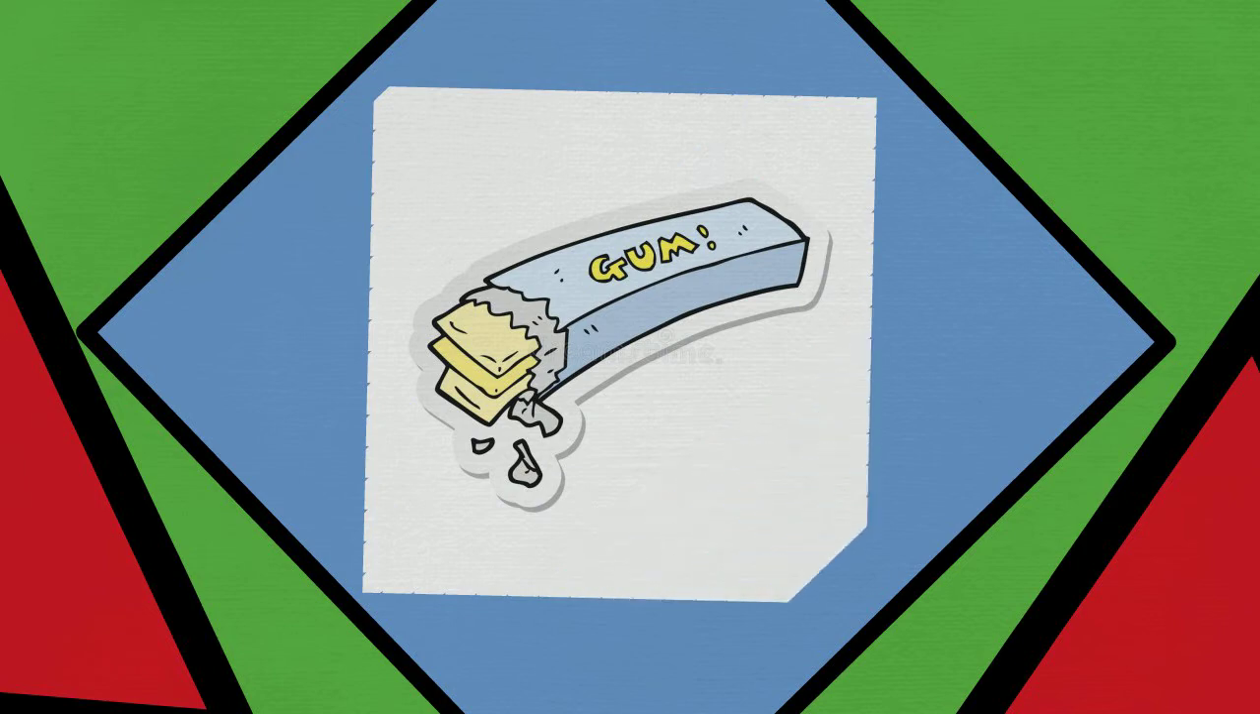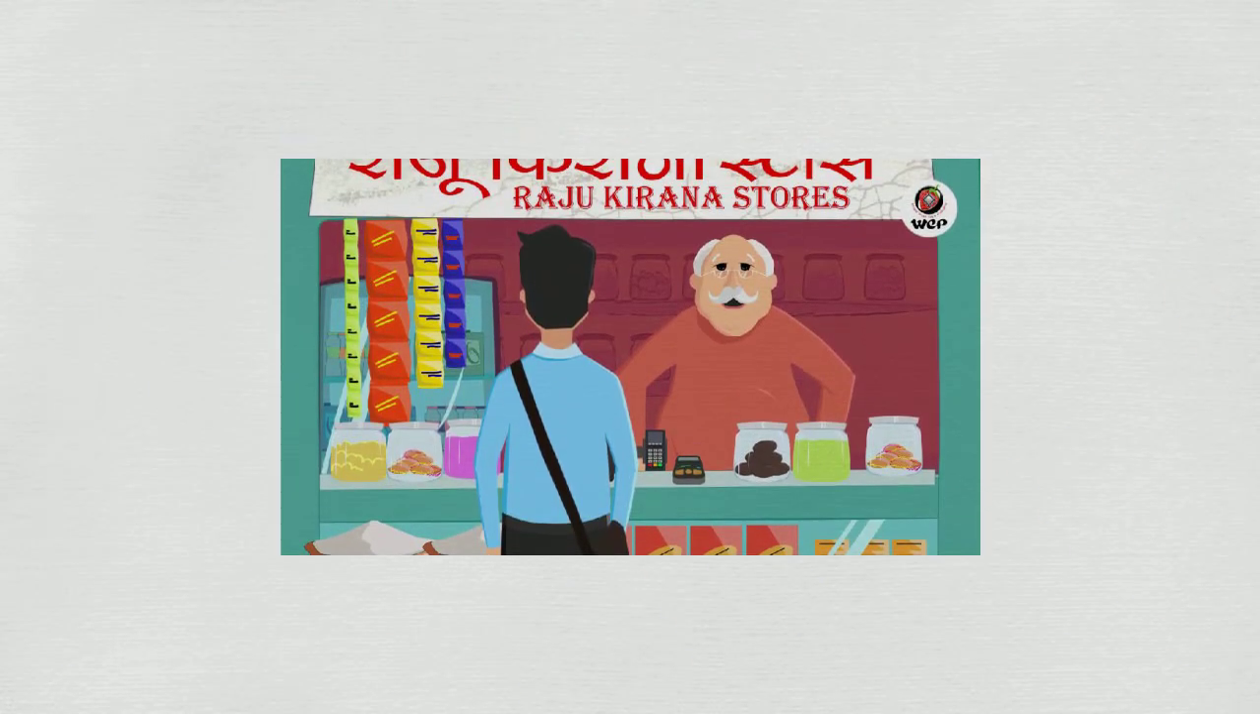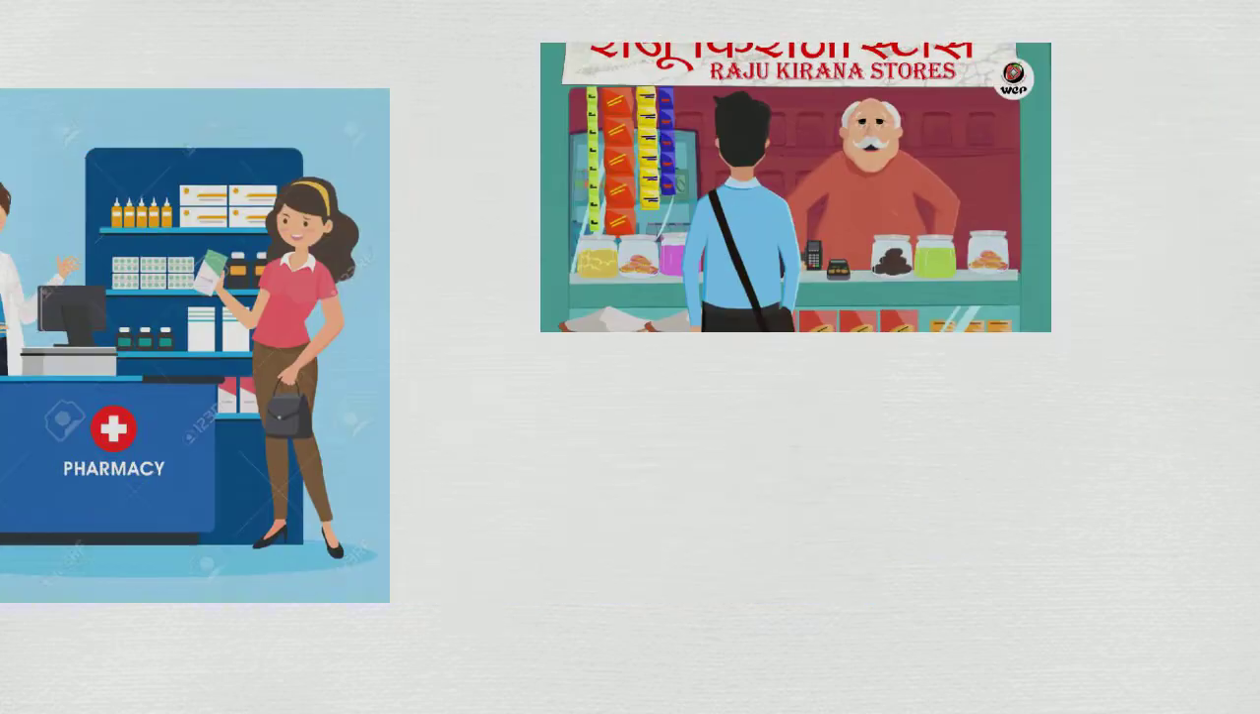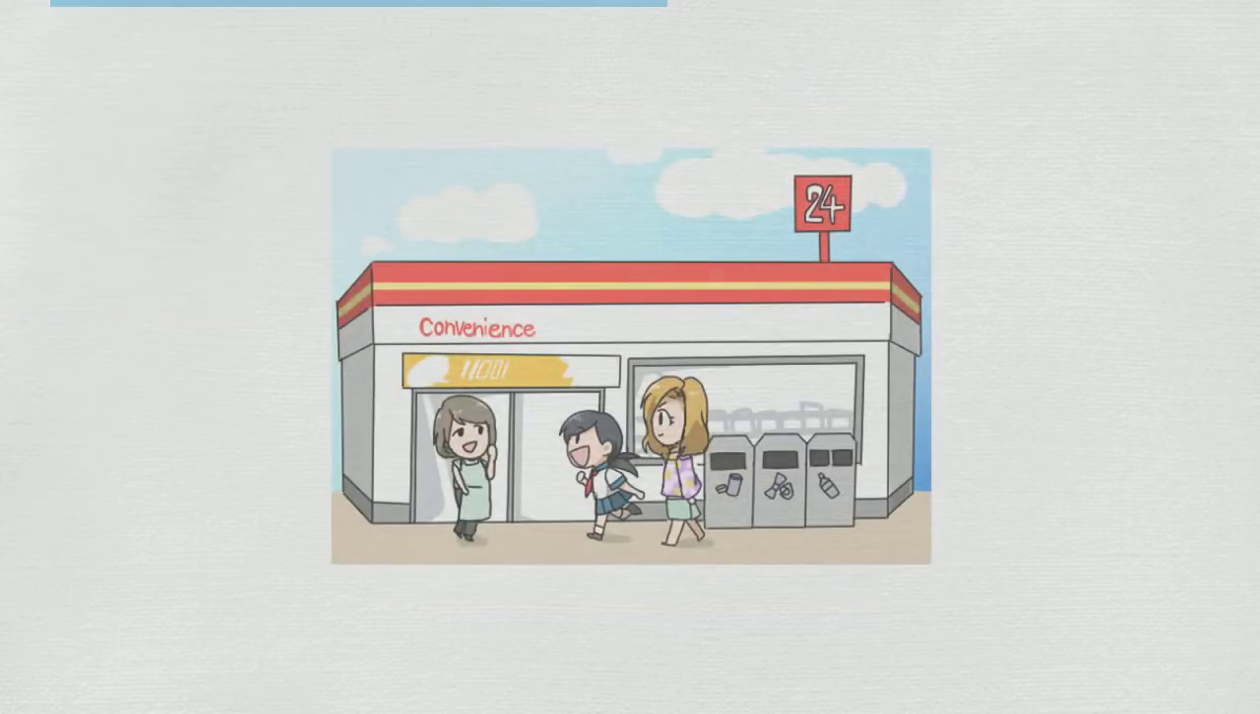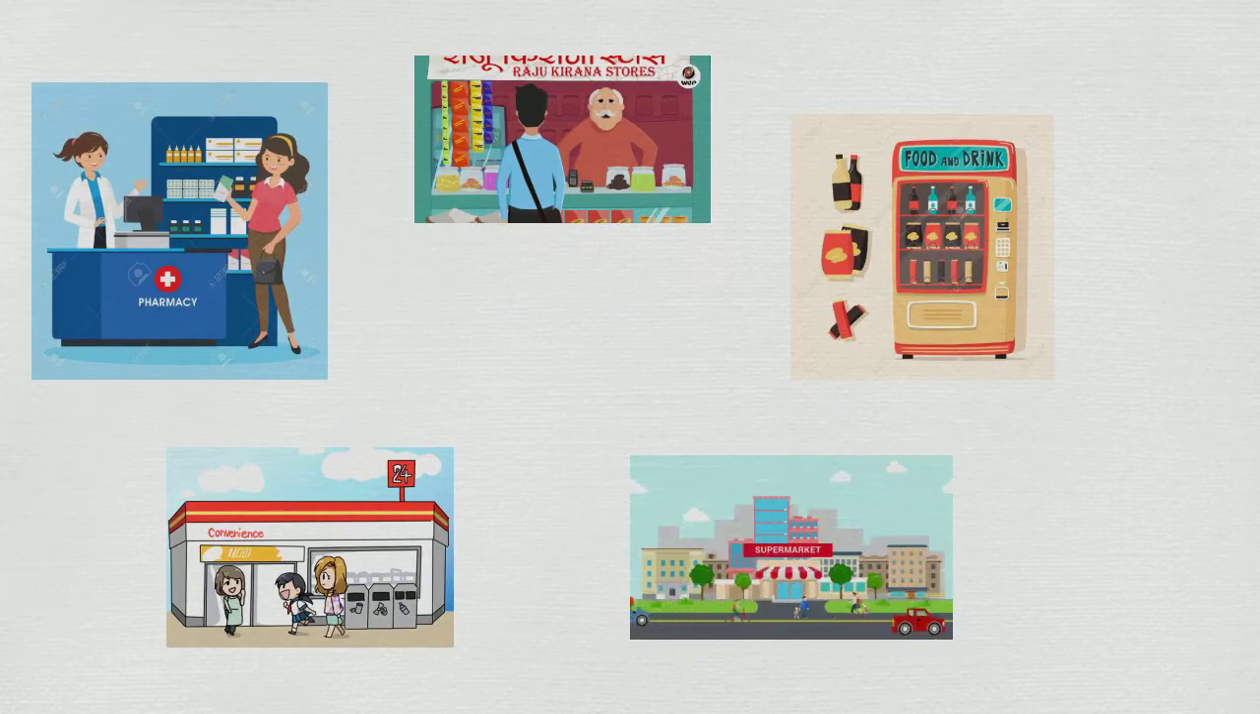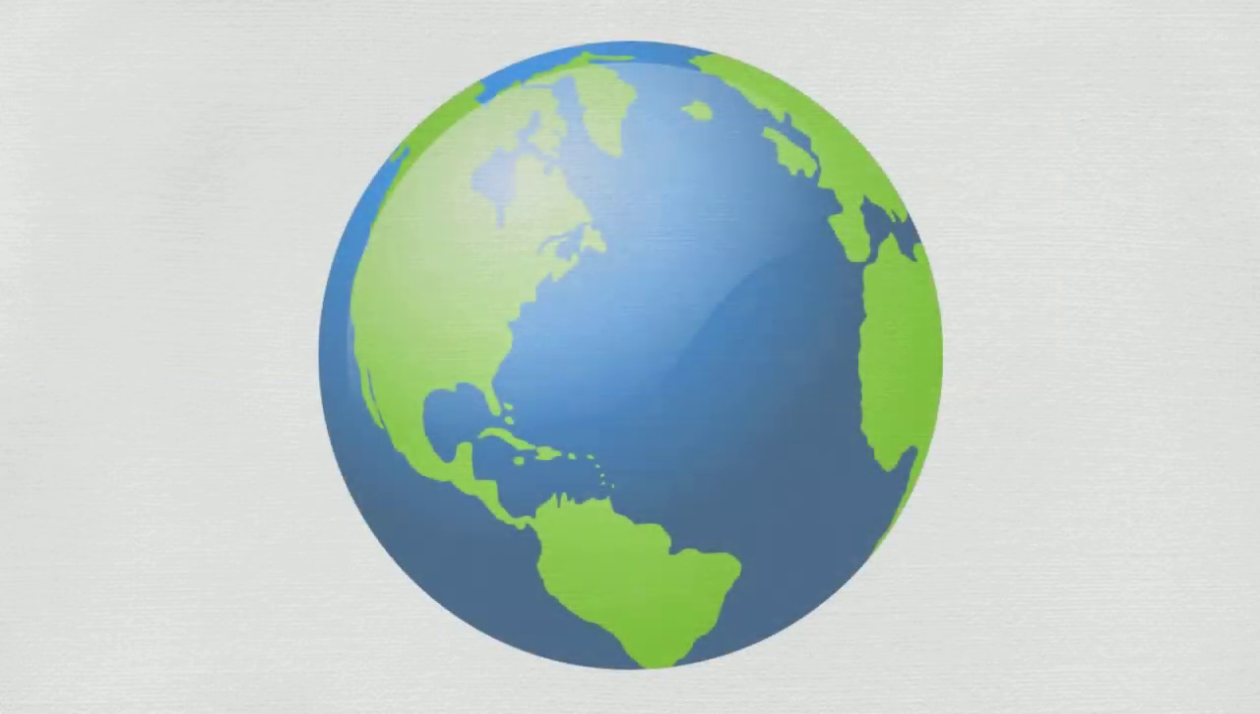And when I say accessible, I'm talking about chewing gums. Just imagine how many places you can find chewing gums. From kirana stores, pharmacies, vending machines, convenience shops, and even supermarkets. It is available almost everywhere.